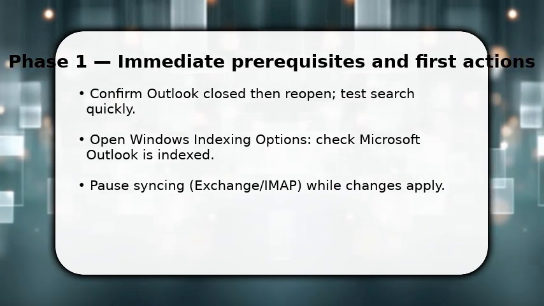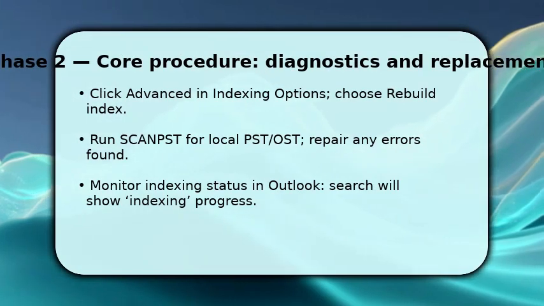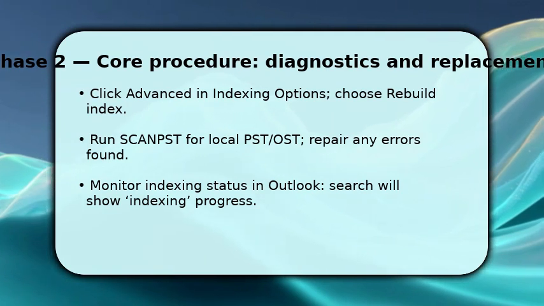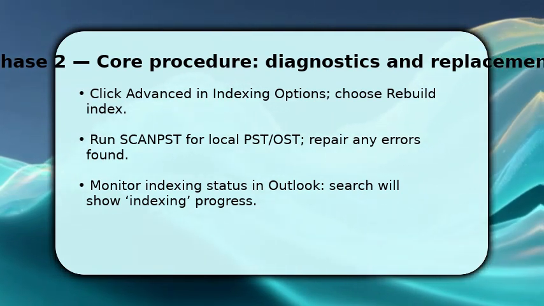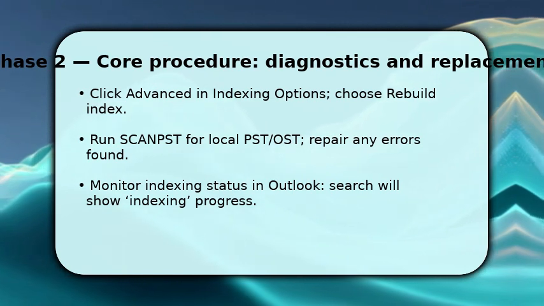Now rebuild the Windows Search Index to recreate Outlook Search Database. Click Advanced and choose Rebuild. This may take time. Monitor progress in Outlook's status bar where it shows indexing percentage.